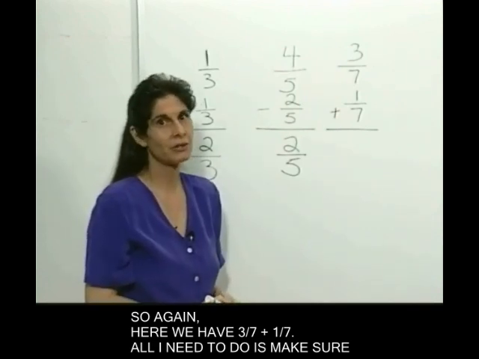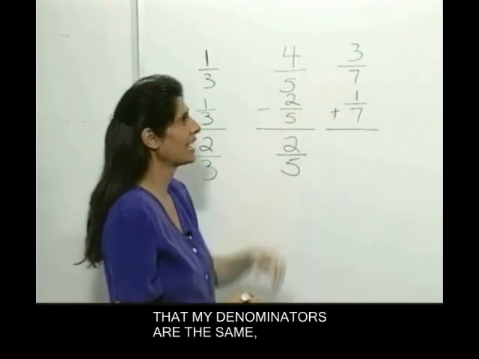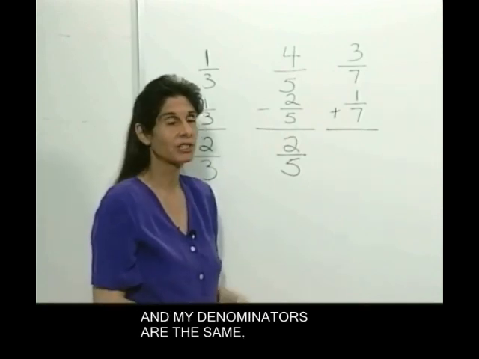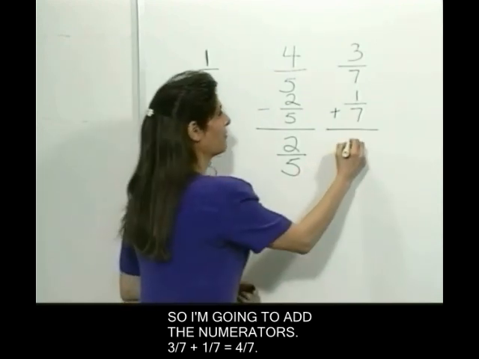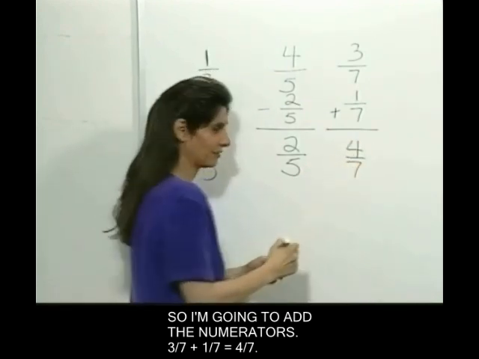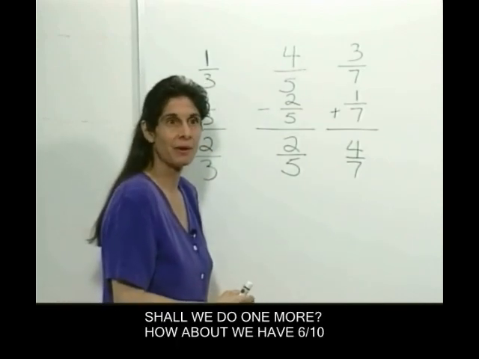So again, here we have 3/7 plus 1/7. All I need to do is make sure that my denominators are the same, and my denominators are the same. So I'm going to add the numerators. 3 plus 1 is 4/7.